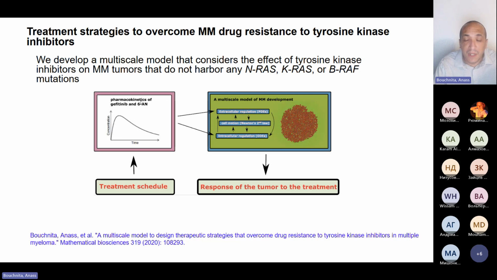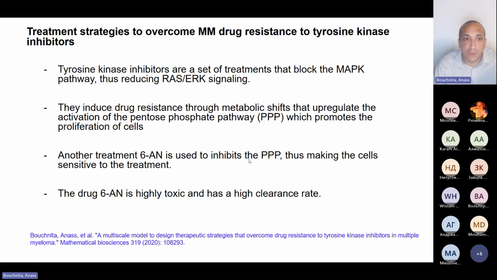So the first one eliminates the tumor. However, it also induces the activation of the pentose phosphate pathway. I will explain this in the next slide. And the second one downregulates this pathway, the pentose phosphate pathway. However, this second drug is highly toxic and has a high clearance rate. So we use a pharmacokinetics model to describe this, and then we introduce it in a multi-scale model of multiple myeloma development, and we see the development of the tumor.